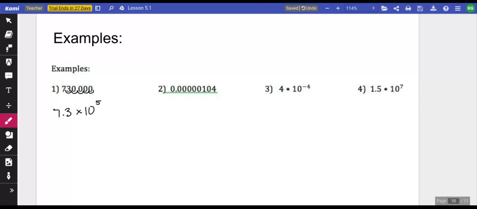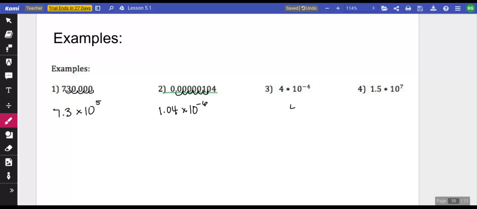Number 2, I need to make this into a decimal between 1 and 10. So 1.04 would be the decimal I could make. And then I count 1, 2, 3, 4, 5, 6 to get it back to the original. And I went to the left, so it would be negative 6 power.